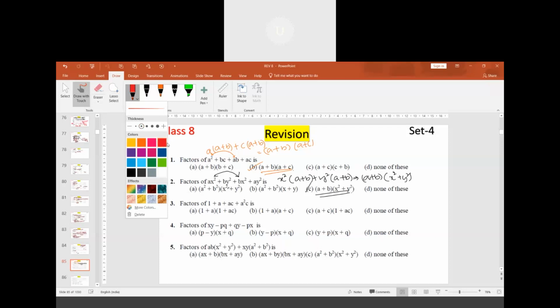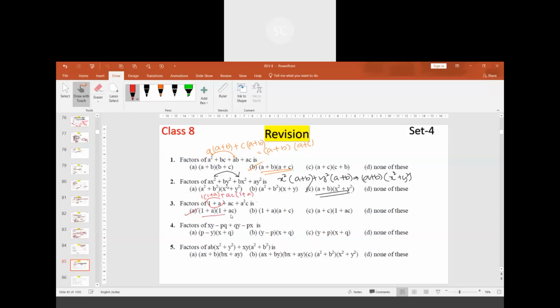Okay. Moving on to question number 3. In the first two terms, 1 can be taken common: 1 times 1 plus a. In the next two terms, AC can be taken common, so 1 plus a. So 1 plus a into 1 plus AC. Option is A.